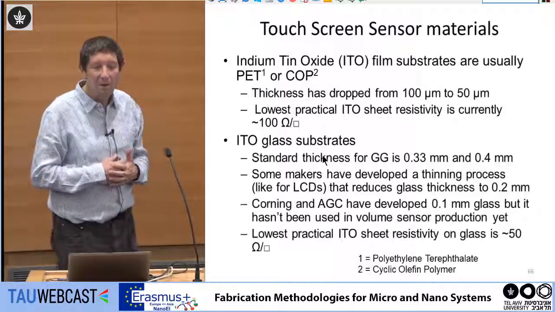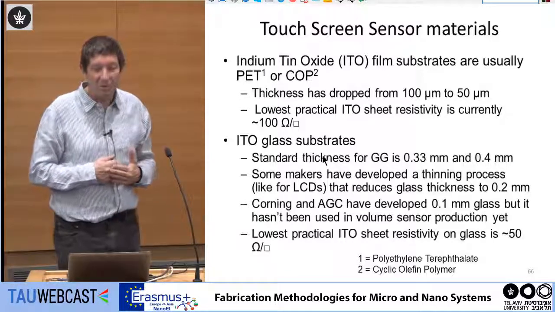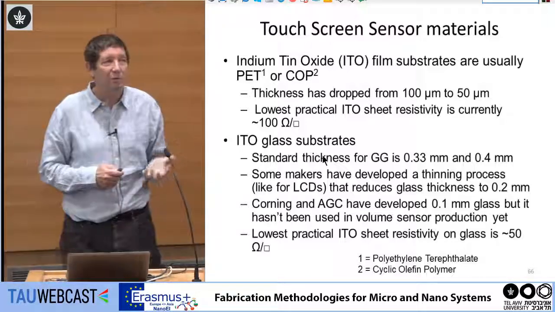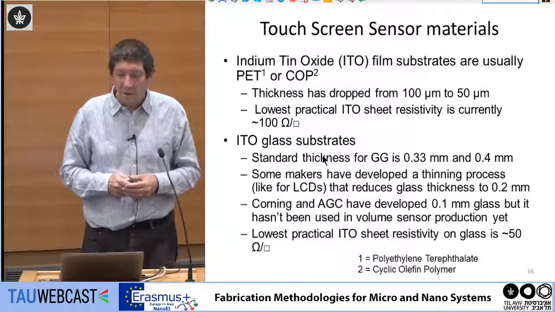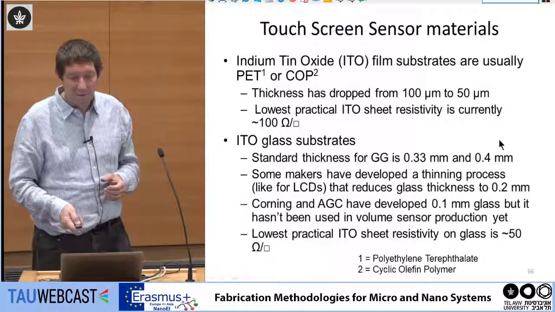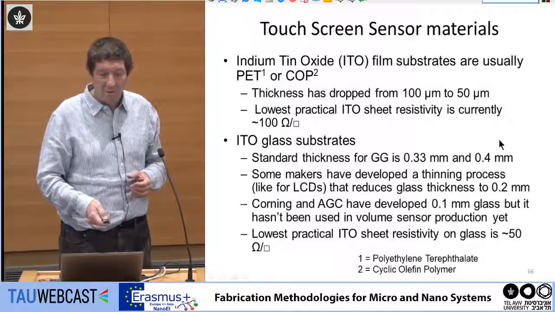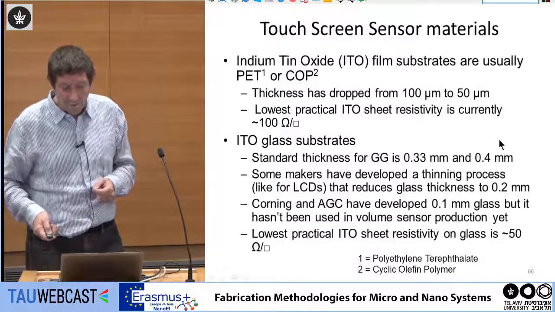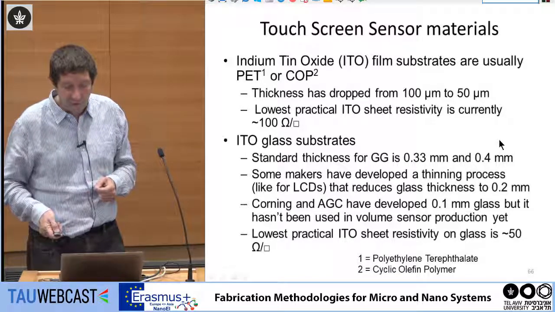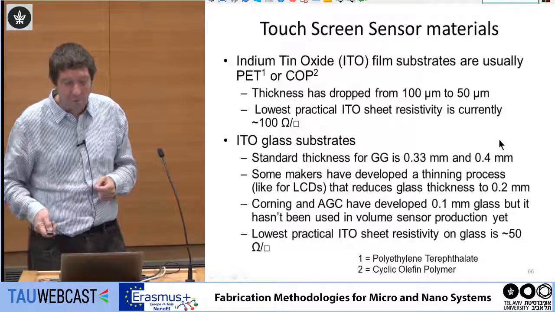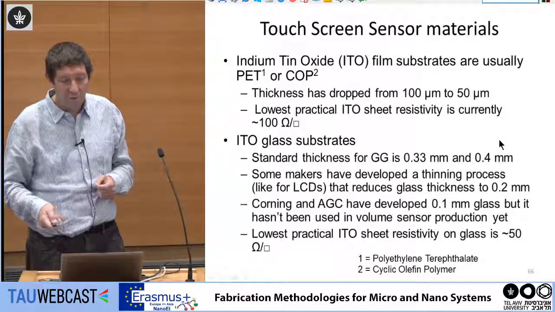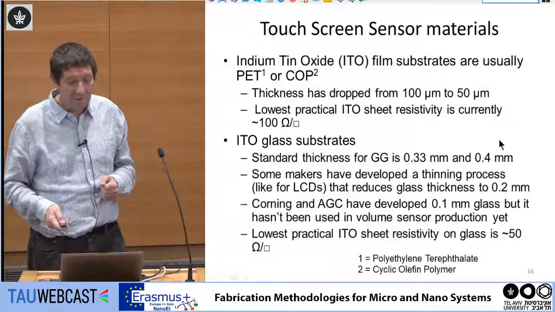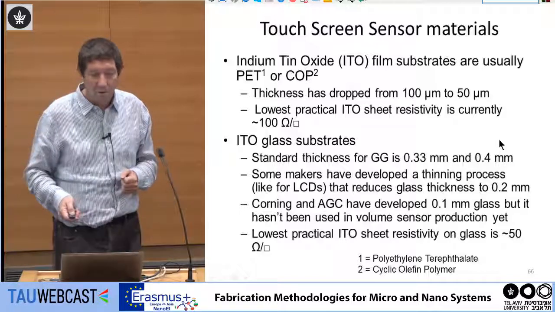So how do you make this touch sensor? You need indium tin oxide. Indium tin oxide is the material of choice today, which is a conductive transparent oxide. You make the film on PET. PET is polyethylene terephthalate, or COP, cyclic olefin polymer. Those are the 2 polymers of choice. Thickness is about 100 to 50 microns, and the resistivity is typically in the range of 100 ohm per square.